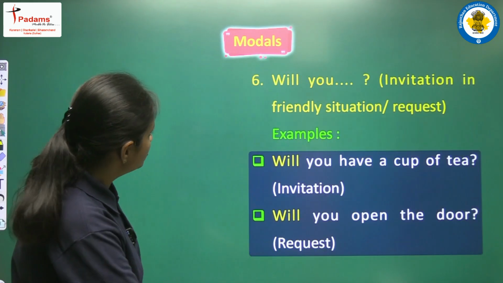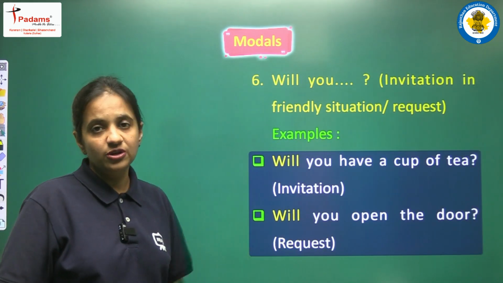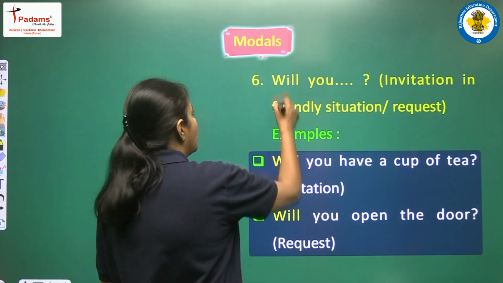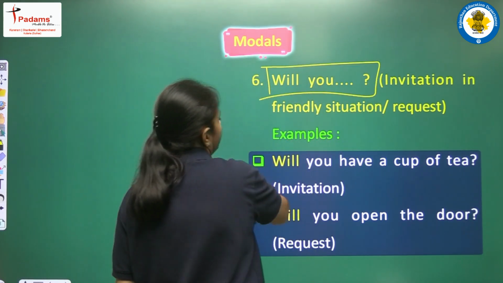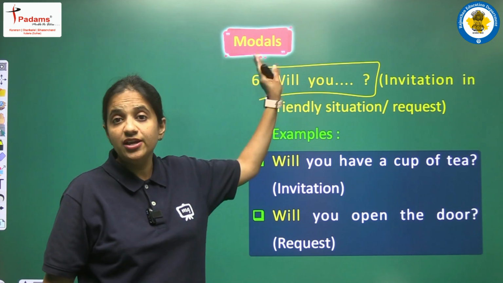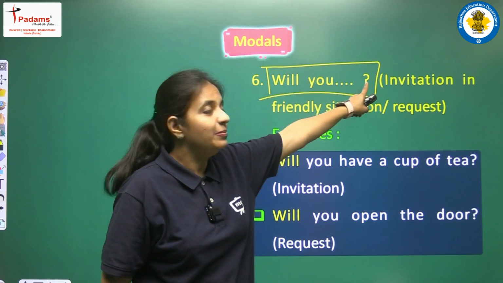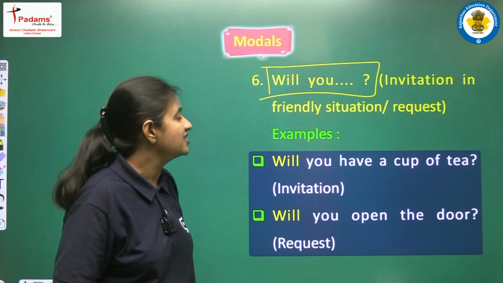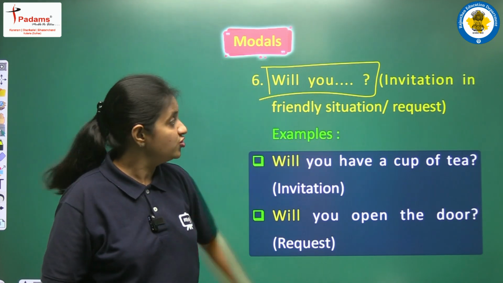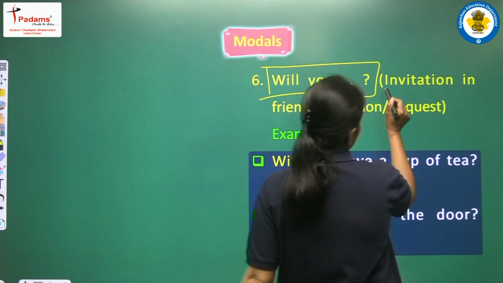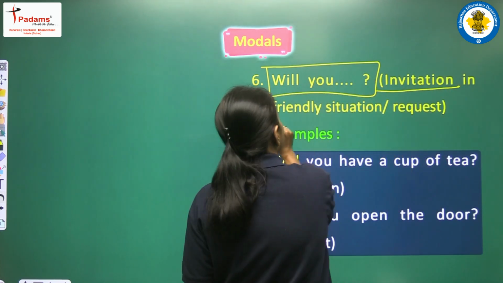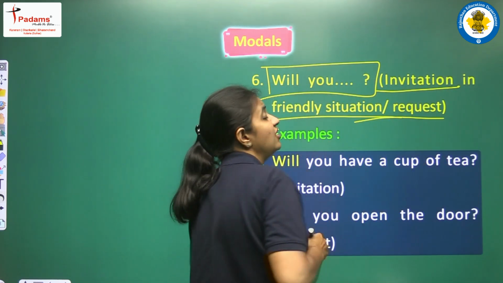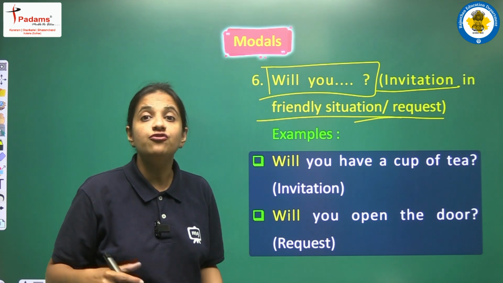Okay. So moving ahead, one more use of shall and will we are having here. Now we are having one more structure. In this structure we are having will you in the beginning and there will be a question mark at the end of the sentence. So if we are having such a structure, what it shows is an invitation in a very friendly situation, or it also shows some kind of request.